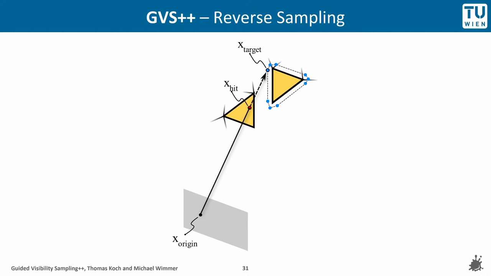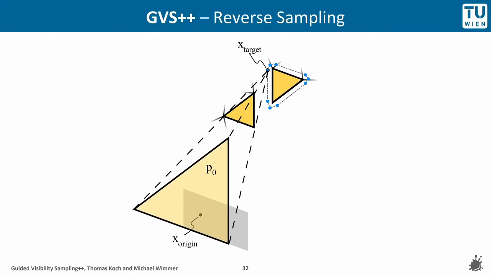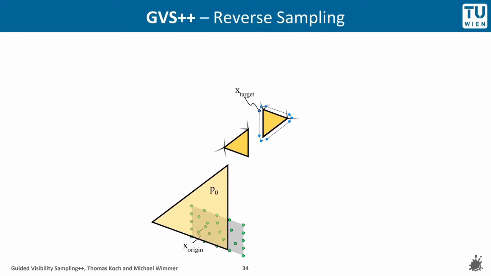So there's now a discontinuity. The idea is now that we project the occluding triangle from the X target point onto our fusel. And we now know all of the positions on the fusel from which we can sample X target without intersecting this occluding triangle. The idea is that we now distribute points on the fusel, and from these that are outside of the projection, we can now sample the X target point.